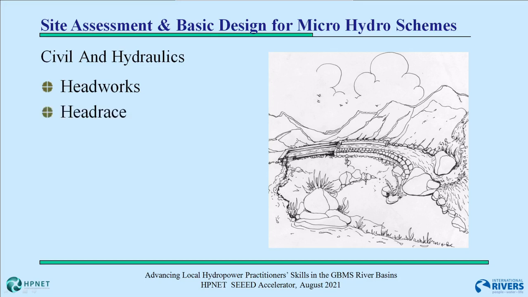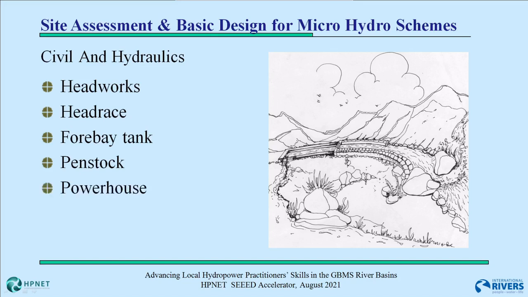Headrace is a canal or a pipe that conveys the water from the headworks to the forebay structure. Forebay tank is a tank at the entrance to the penstock pipe. This tank allows for flow transition from an open channel to pressure flow. Penstock is a pipe that conveys water under pressure from the forebay to the turbine inlet.